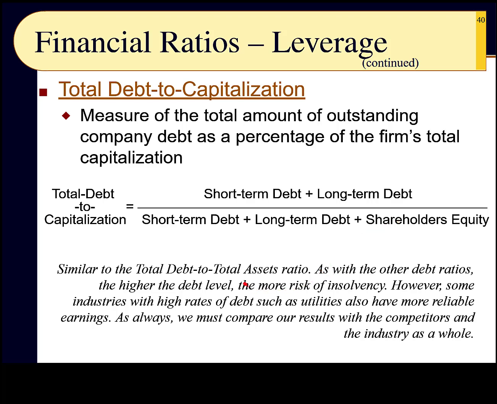Similar to the total debt to total assets ratio, as with the other ratios, obviously the higher the debt level, the more risk of insolvency. However, some industries with high rates of debt, such as utilities, also have more reliable earnings. As always, we must compare our results with the competitors in the industry as a whole. So you know where to find all these guys, right? Short-term debt's on the balance sheet, long-term debt's on the balance sheet, and shareholders' equity is on the balance sheet.